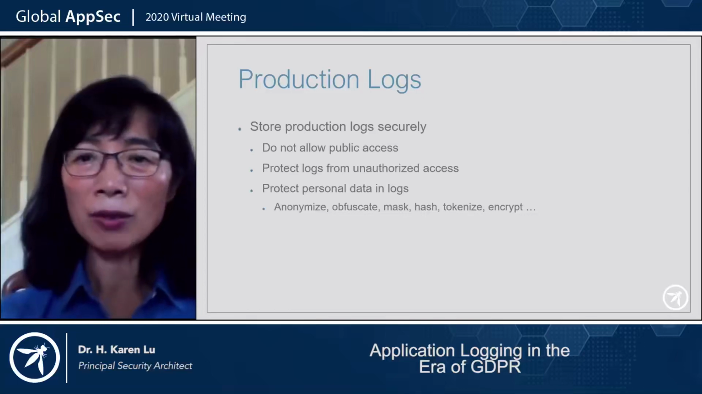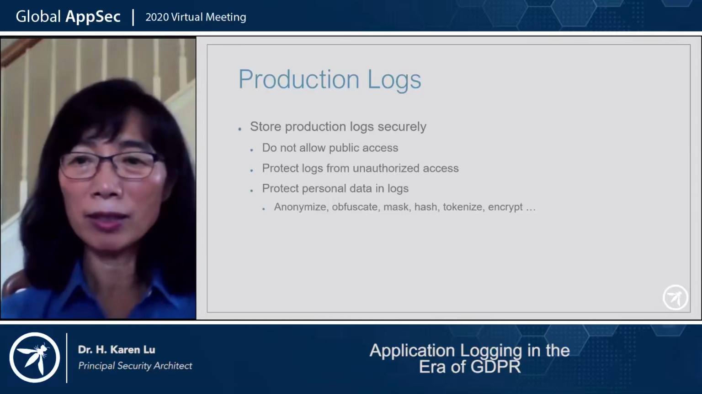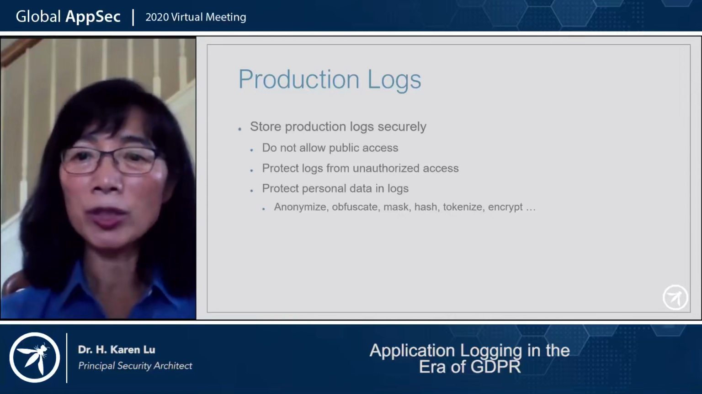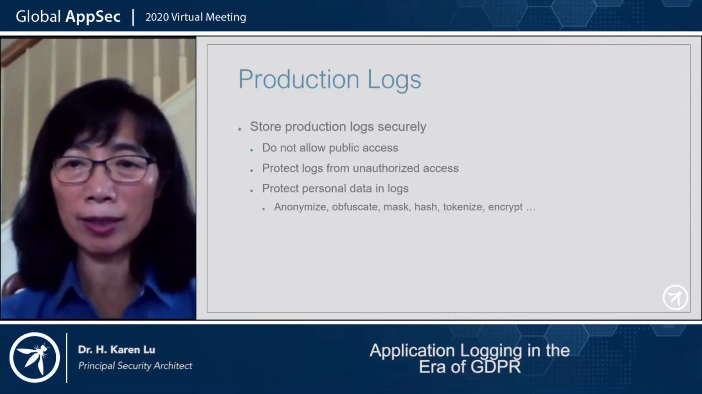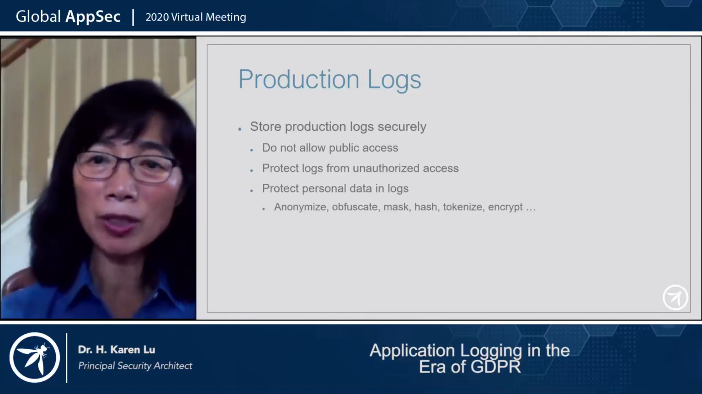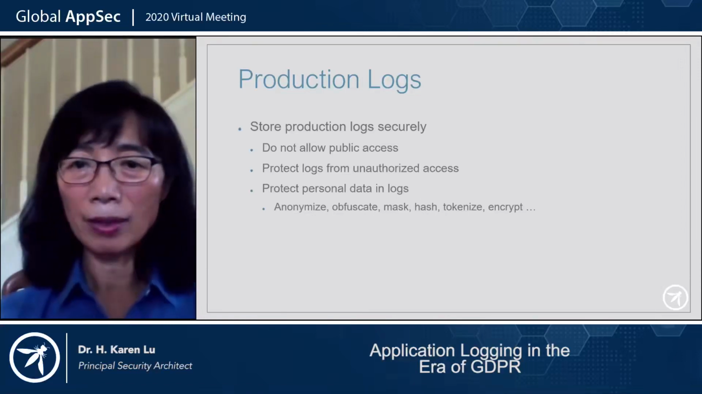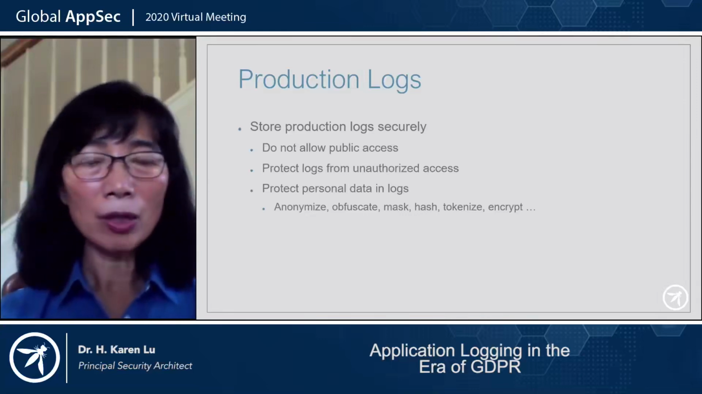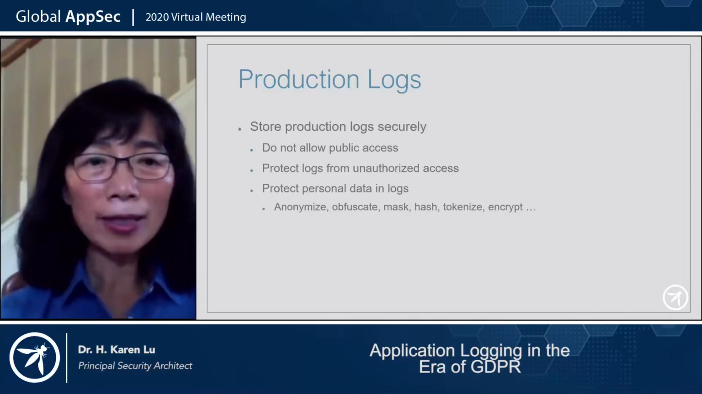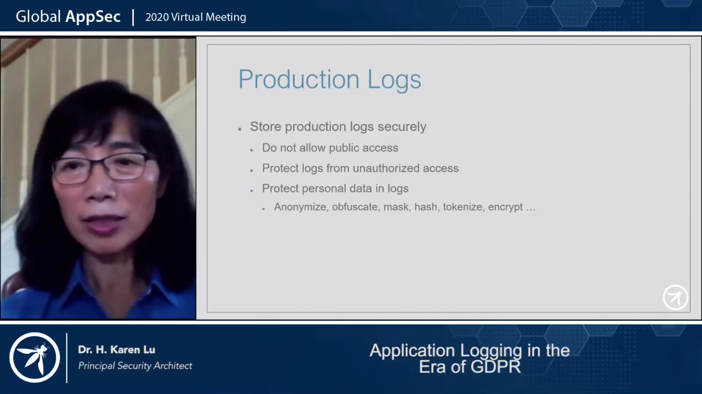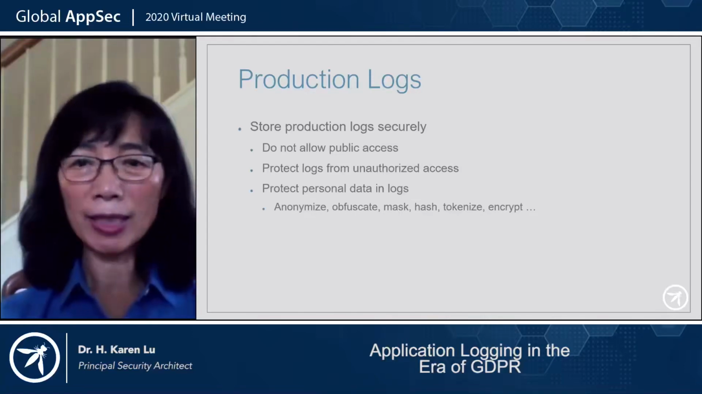Unauthorized access may allow attackers to disclose, modify, delete, or forge log data for their malicious purposes and to hide their activities. This could leak sensitive information and impact the trustworthiness of the logs, which could mislead monitoring system and auditors. There are many techniques to protect personal data in logs. For example, anonymize, obfuscation, mask, hash, tokenization, and encryption, and etc.